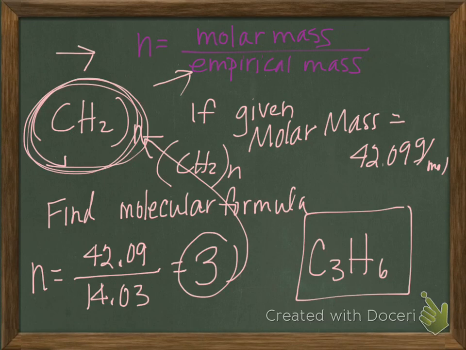C6H6 is benzene. Okay, it's a solvent. It's also a carcinogen. C2H2 is ethyne. Yeah, it's got a triple bond. It's completely different. But their percent composition would be the same because they have the same empirical formula. But the molecular formula is its true formula. Okay? Does that seem pretty straightforward?